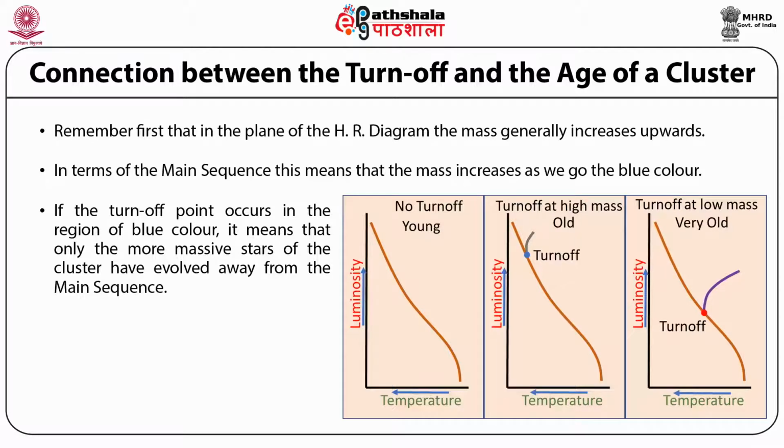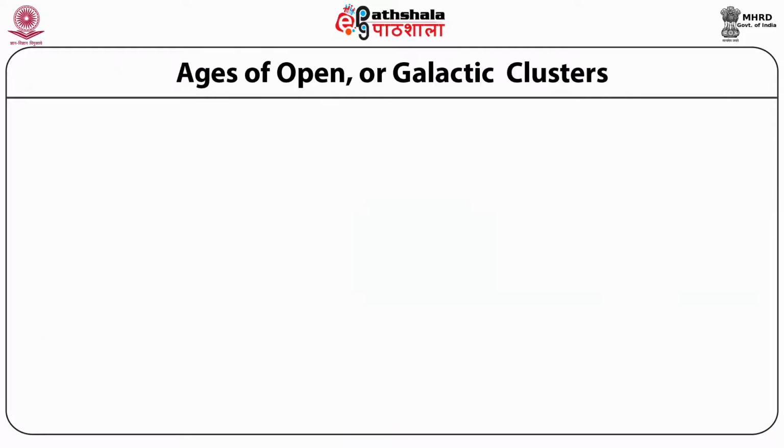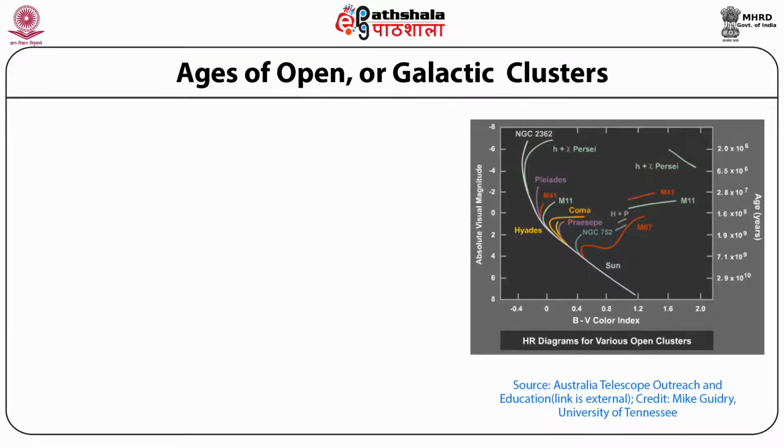Since more massive stars have shorter lifespans on the main sequence, it means that the cluster is not very old. On the other hand, if in a cluster the turnoff occurs in the region of red color, low mass stars as shown in this figure, it would mean that the cluster is very old, since even the low mass stars have been able to complete their lifetime on the main sequence and have then headed towards the giant branch.